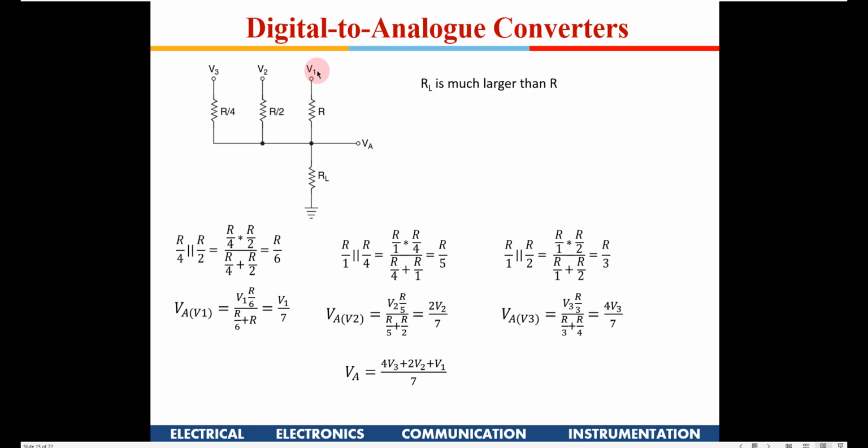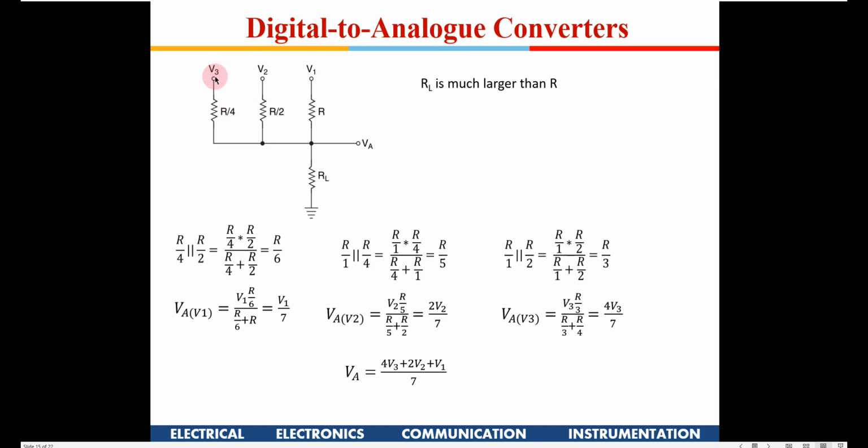for a digital input of 0, 0, 0, I'll get 0 volt. If I give 0, 0, 1, this is a digital input, and 1 corresponds to, suppose, 7 volts, just for simplification, then I will get 7 by 7 as 1 volt, okay.